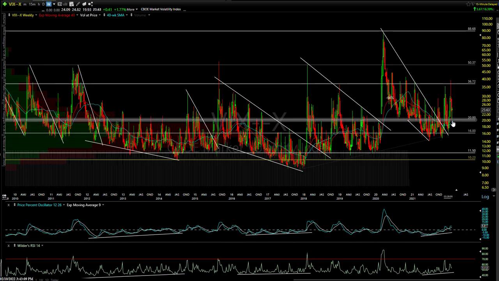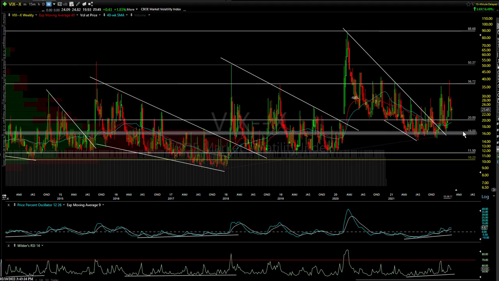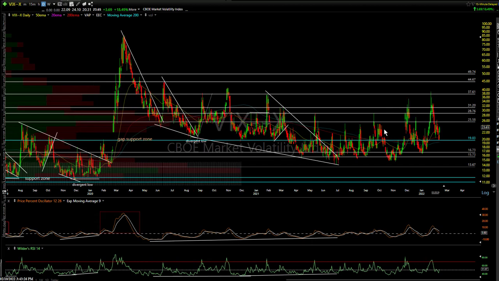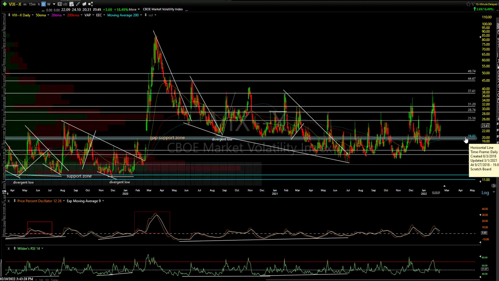So if the 20 level fails, and again, you want to see a solid weekly close, ideally a couple weekly closes below, then you'll probably go to the old floor 16 or even the floor before that, which was 11.50 down here, right? That was an extreme. All right, and so on the daily chart, you can see roughly the same level on the line. The blue line's at 19.83 when I zoom in. That's where it was support, support, support back here. We popped through it. We've been trading through it somewhat.